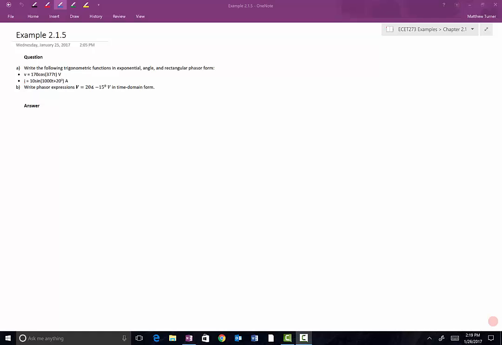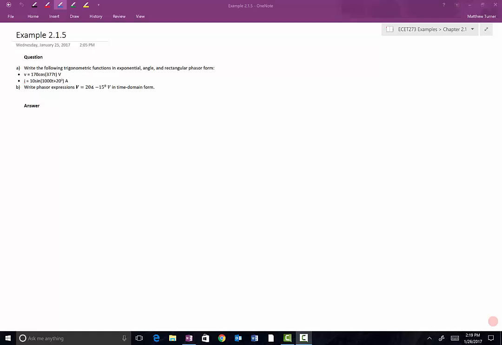Example 2.1.5, write the following trigonometric functions in exponential, angle, and rectangular phasor form. V is equal to 170 cosine of 377t volts, and I is equal to 10 sine of 1000t plus 20 degrees amps. And in part B, we're asked to write the phasor expression for V is equal to 20 at an angle of negative 15 volts in the time domain form.